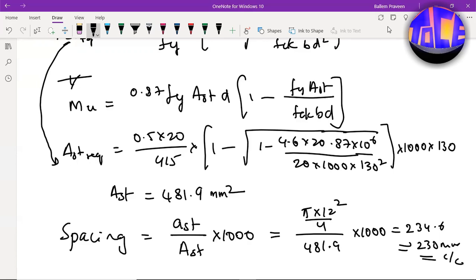Now we have calculated the main reinforcement. Now we need to calculate the distribution reinforcement.